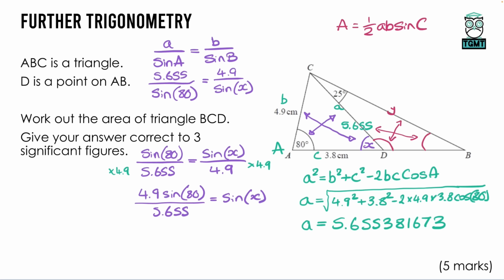So I'm going to type in 4.9 sine of 80, and on the bottom 5.655. And when I type this in, I'm going to type in a few more of the decimals as well, just to make sure it's as accurate as it can be. I've got it written down over on the bottom right, so 7.3 at the end. We'll type that in, and we do get a decimal. It's 0.85 and a few more decimals there.